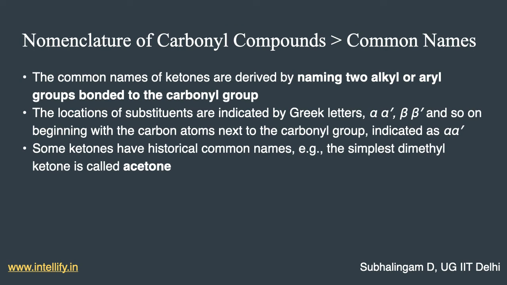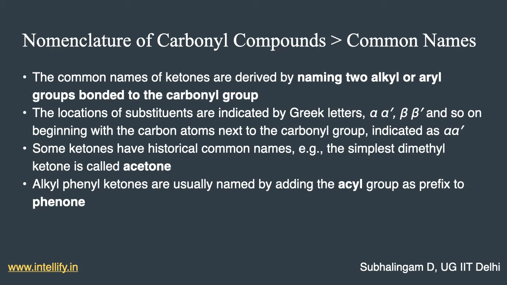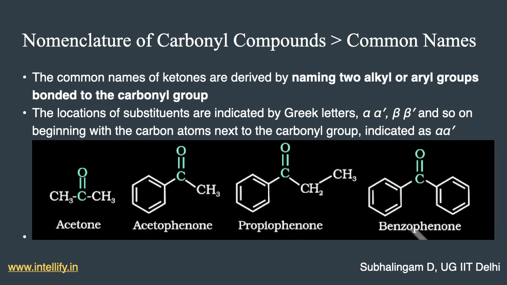Some ketones have historical common names, for example dimethyl ketone, which is called acetone. Dimethyl ketone is CH3COCH3. We have a methyl group on either side of the carbonyl group, so it's called dimethyl ketone. That is also called acetone. Alkyl phenyl ketones are usually named by adding the acyl group as a prefix to phenone. So we have the examples starting with acetone, CH3COCH3, then acetophenone, and so on.